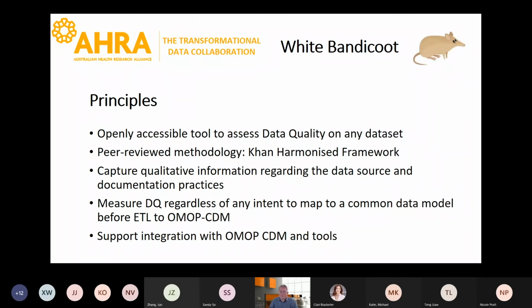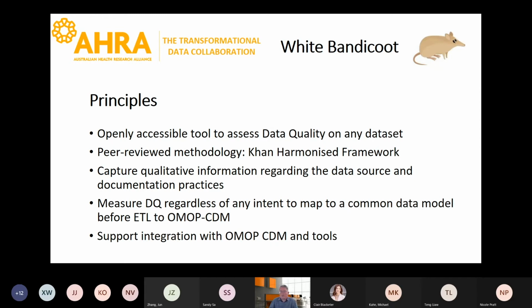We looked around for the best framework internationally to build it on, and we eventually did choose the Harmonized framework. And this was before, in fact, we were thinking about common data models. Certainly we were thinking more around the data frameworks.